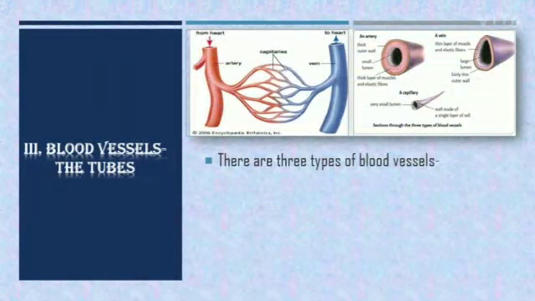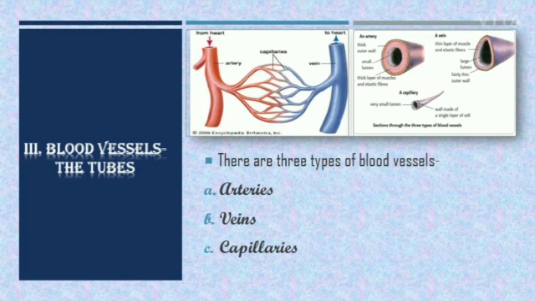Now let's move to blood vessels, which are the tubes. There are three types of blood vessels: arteries, veins, and capillaries. These are the vessels which circulate the blood to the heart, lungs, and many different body parts.